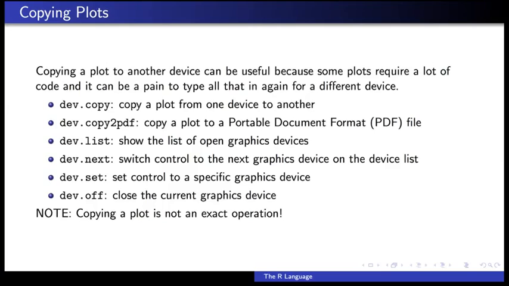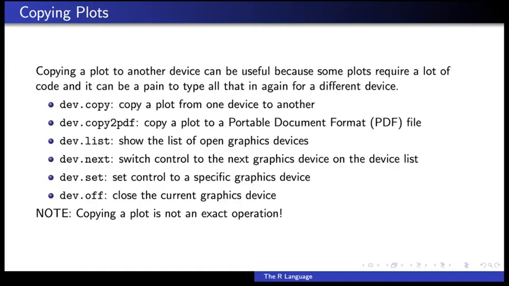Some basic functions for copying plots are dev.copy, which just copies from one device to another device. Dev.copy2pdf, I mentioned already, copies from one device, usually the screen, to a PDF file. Dev.list shows how many open graphics devices there are. Dev.next will switch control to another graphics device because you can only plot to a single graphics device at a time. Dev.set lets you set which graphics device you're plotting on, and dev.off will close the current graphics device.